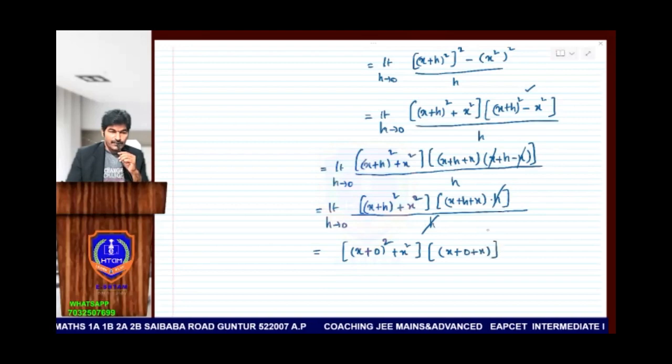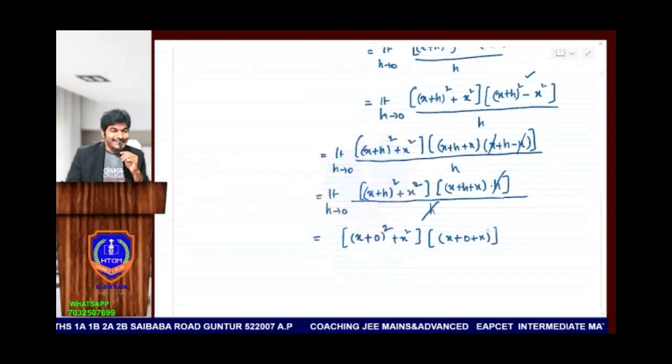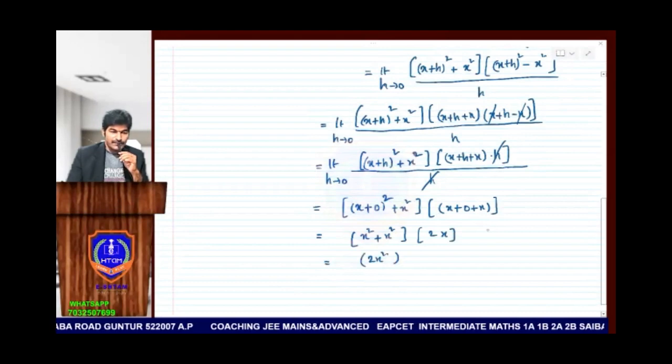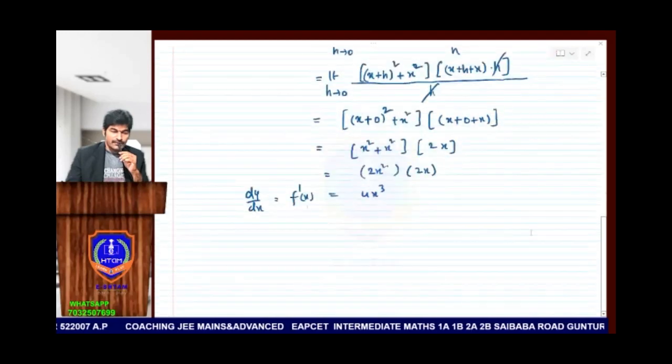Actually, it is not a small bracket, it is an open bracket. Now, what you see is this is x square and plus x square, and x plus x means 2x. Therefore, this is 2x square, because x square plus x square is 2x square, into 2x, that is 4x cube. Therefore, dy by dx or f dash x is equal to 4x cube.